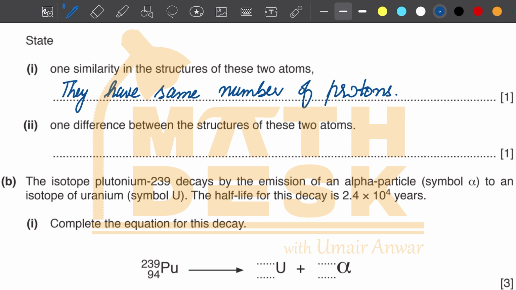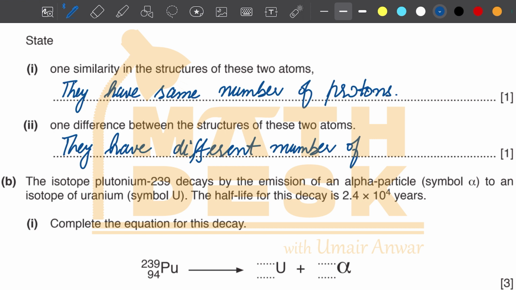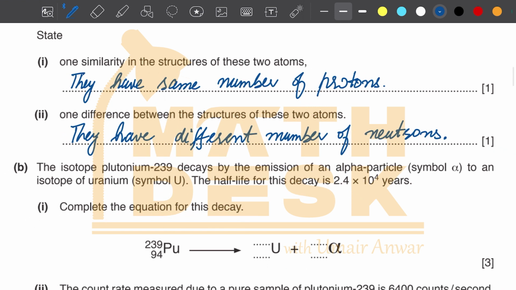The second part says one difference between the structures of these two atoms. So they have a different number of neutrons. That is why the mass number is different for isotopes, but the proton number is always the same.